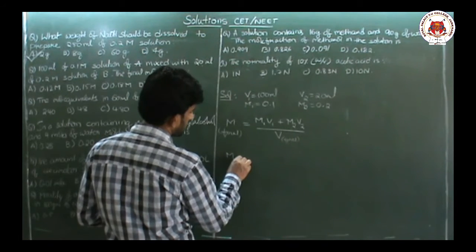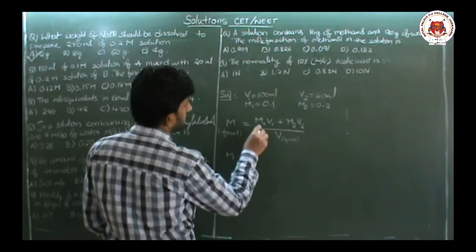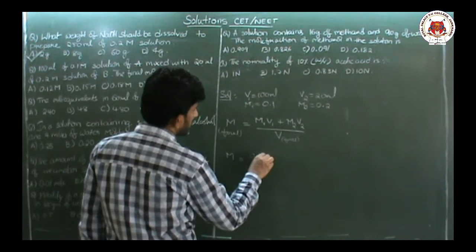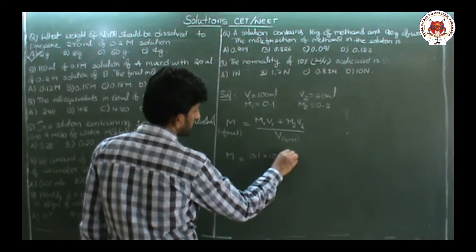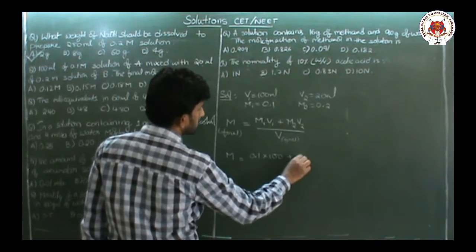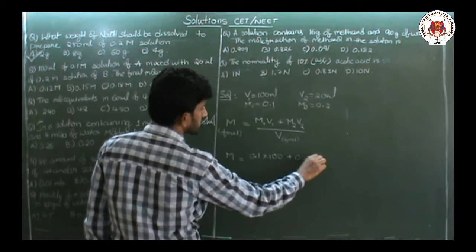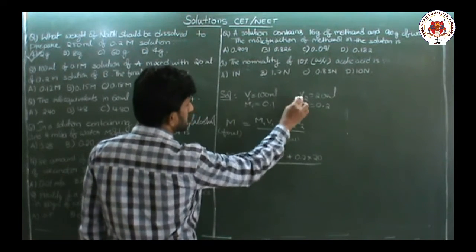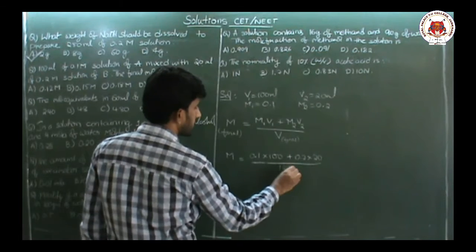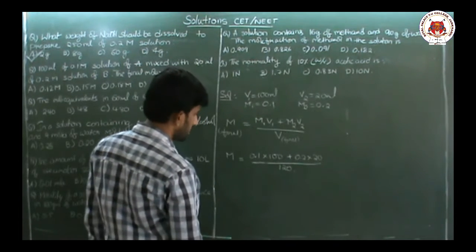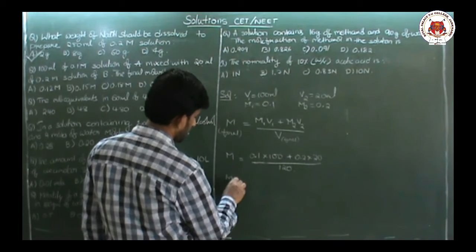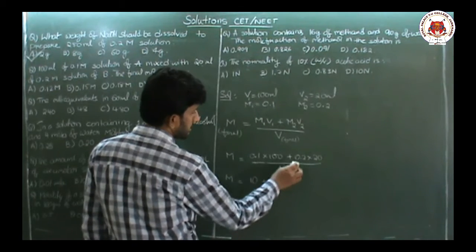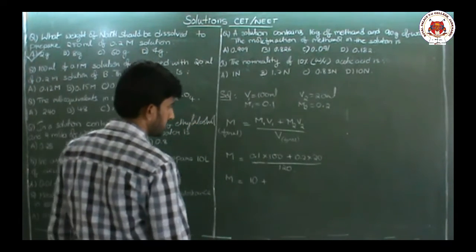So molarity of mixture, final molarity, is equal to, what is M1? 0.1. What is V1? 100 ml, plus what is M2? 0.2 into what is V2? 20, divided by what is the final volume? 100 plus 20 means 120. Final volume is 120. Okay. Now that means molarity is equal to 10 plus 0.2 into 20.